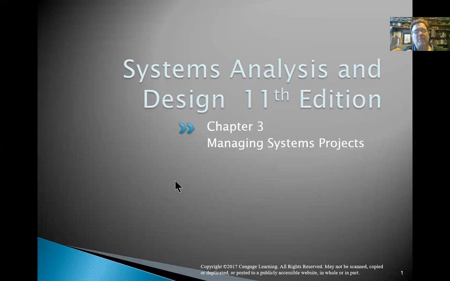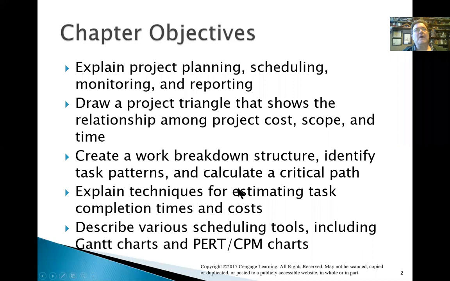So what we're going to do is look at project planning. We're going to talk about something called the project triangle. You can't really do project management without breaking down the work. And so we're going to talk about breakdown structures, and in there, something called the critical path. We'll talk about this idea of estimating task completion times, which is very, very tough to do. And then we'll describe some scheduling tools.